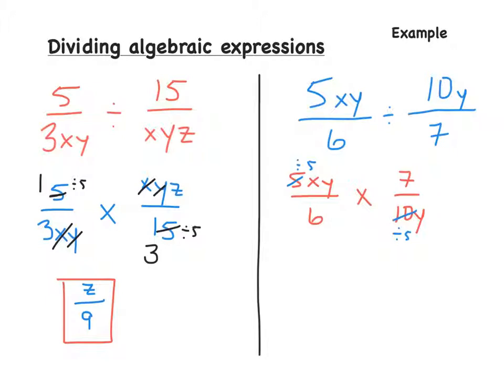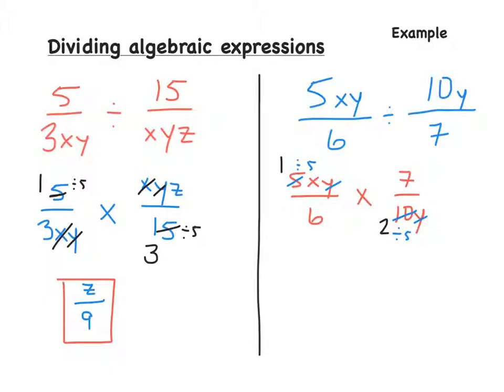So 10 divided by 5 is 2. 5 divided by 5 is 1. And then we can also cross-simplify. We have a y down here in the denominator of the second one, and we have a y in the numerator of the first one, so these can cancel out. So there goes that y, and there goes that y. Now I think we've cross-simplified as much as we could.